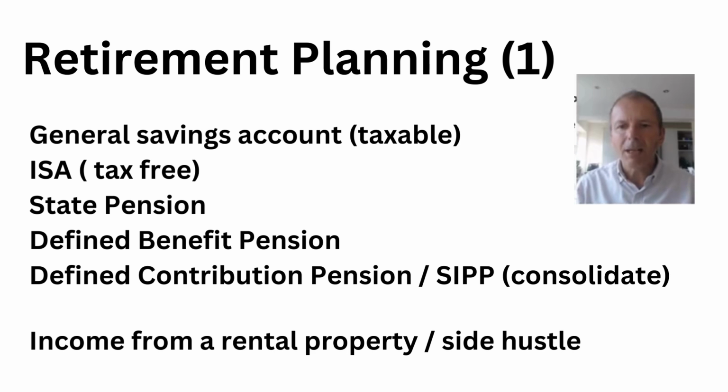For retirement planning, we've got various pots at our disposal. We've got a general savings account that is taxable. We've got an ISA that's tax-free. There's a state pension. You might be lucky and have a defined benefit pension. There's defined contribution pensions from past employers, or a SIPP that you've invested in yourself, and ideally you should consolidate all these to simplify things. Then you might also have income from a rental property or a side hustle, and all of these need to be carefully managed within our retirement calculator spreadsheet.